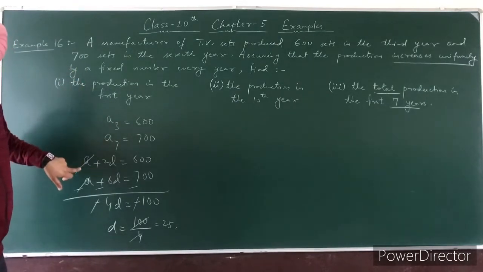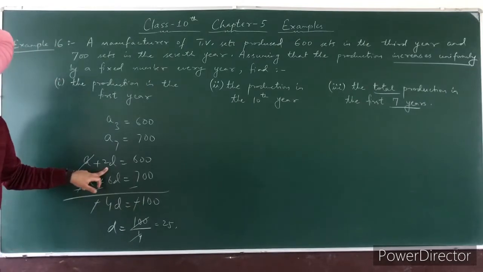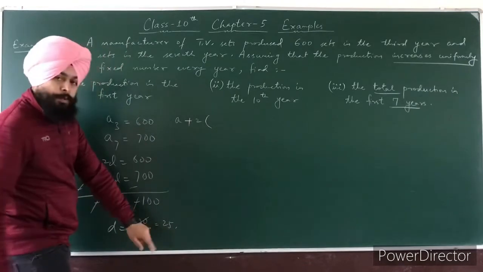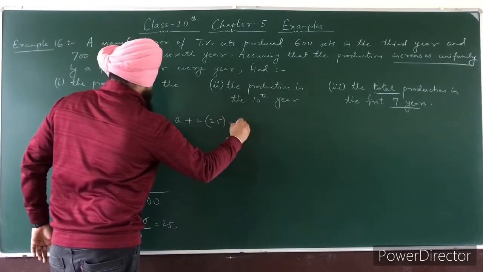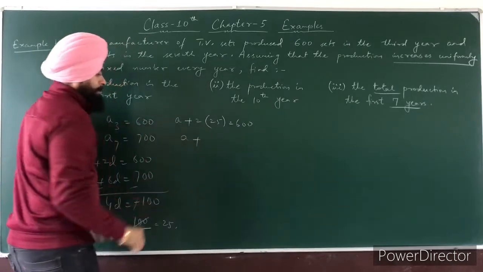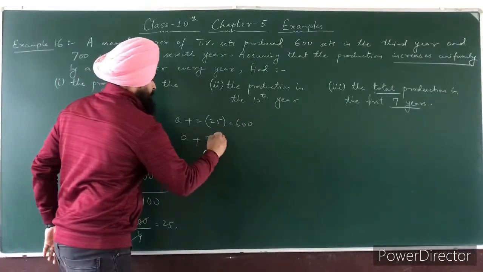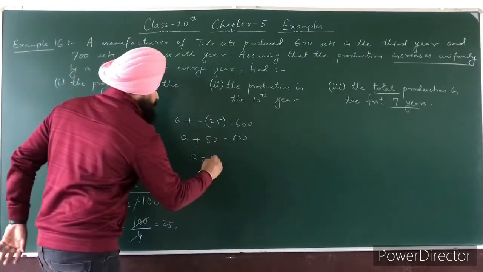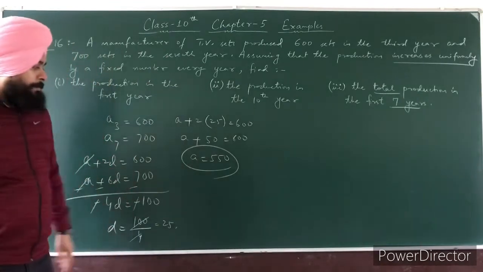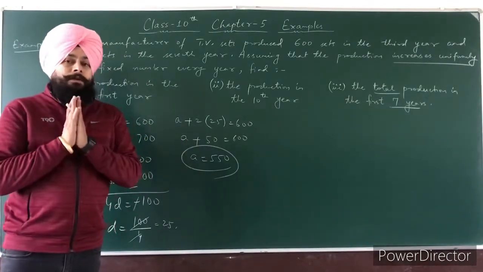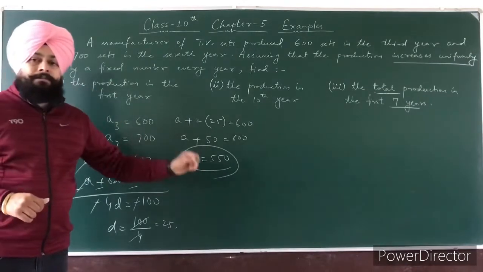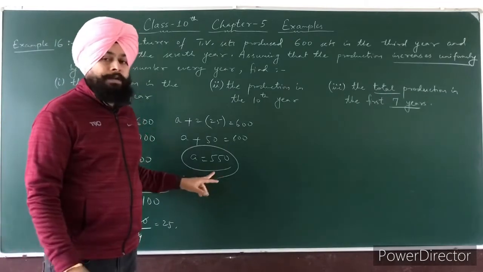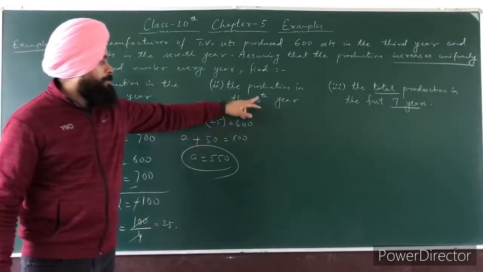Now you find the value for A. So put this D in the first equation. A plus 2D. So what is D here? D is 25. Is equal to 600. Now A plus 25 twos are 50. So what is A? A is equal to 600 minus 50. It is equal to 550. So it means A is the first term. It means the TV production company produces 550 sets in the first year. First year उन्होंने कितने sets produce किए? 550.